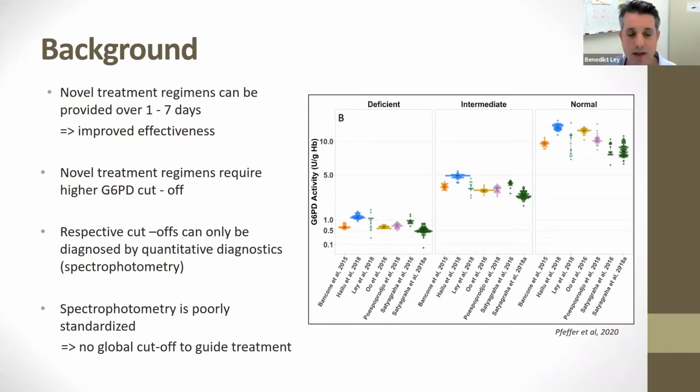In consequence, no global definition of 100% G6PD activity exists to date. This has to be established for each population again, and in addition also when a new assay is introduced. So this really is a major setback for the broad rollout of effective radical cure. Can I have the next slide, please?